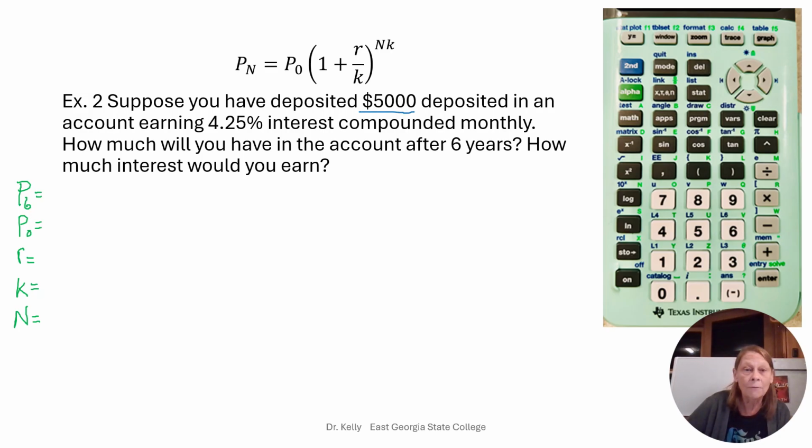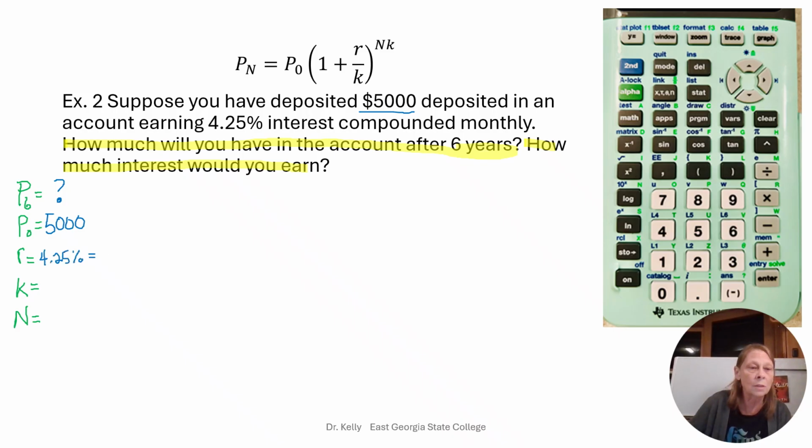All right, let's see what we got here. It looks like we deposited 5,000, so we're looking for how much we'll have at the end of the account, but also be careful and be sure to read the full question here. Check this out. It's 2 parts. I'm actually even asking how much interest would you earn, so it's 2 parts. How much will you have in the account after 6 years? And how much interest will you earn? Okay, so you got to answer 2 questions for me here. All right, so let's get back here. P naught was that 5,000. That's our principal. Earning 4.25%.